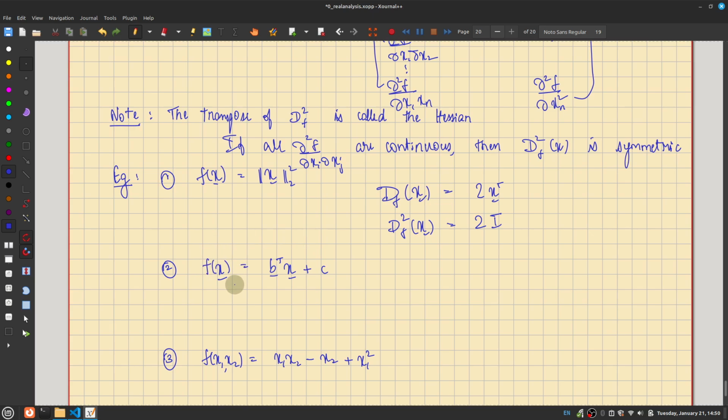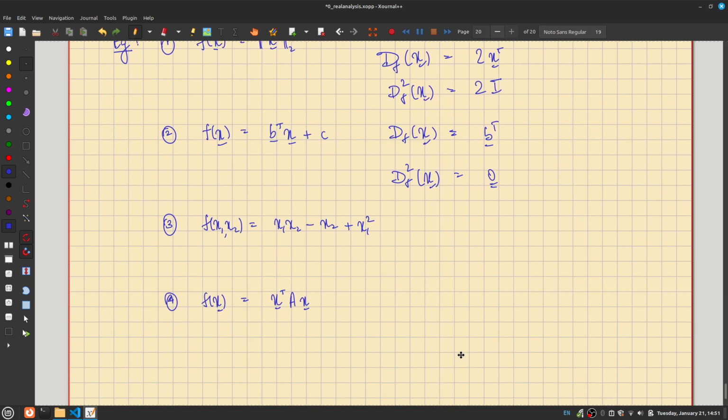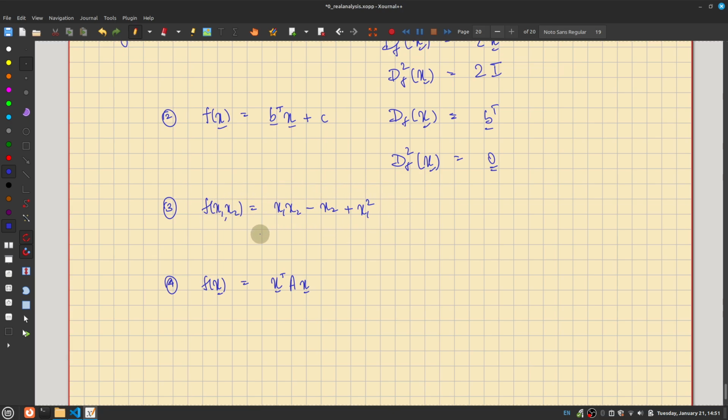Okay, let's take f of x equal to some vector b transpose times x plus some real constant c. What is df of x? It's going to be b transpose. And what is df square of x? It's going to be the all zeros matrix. Right? So you can evaluate this as an exercise.